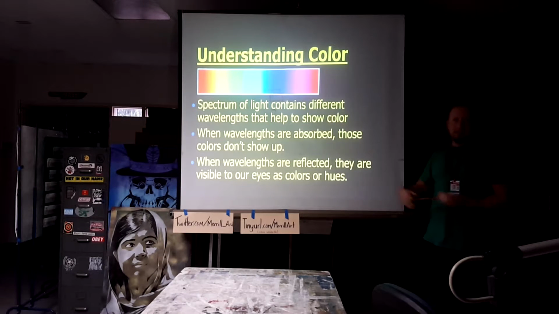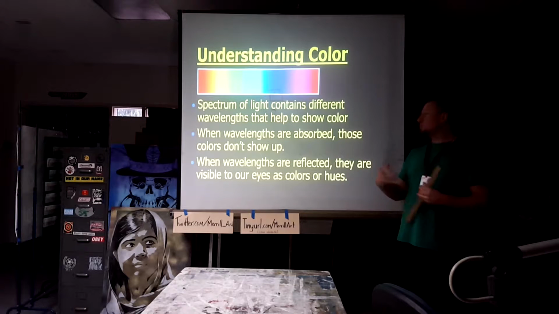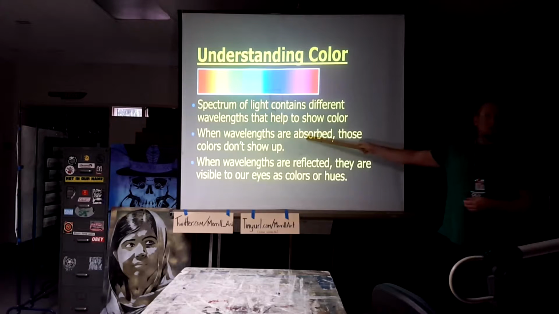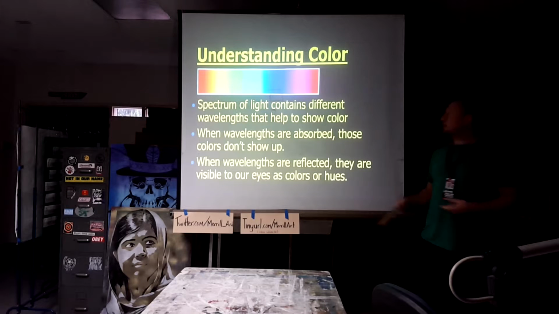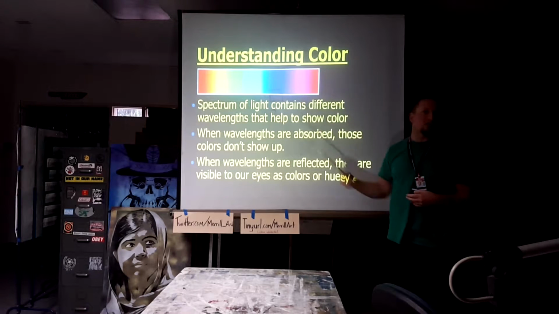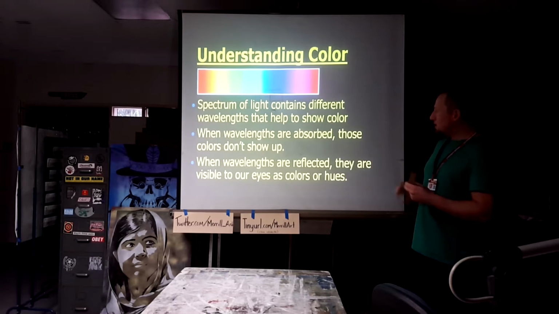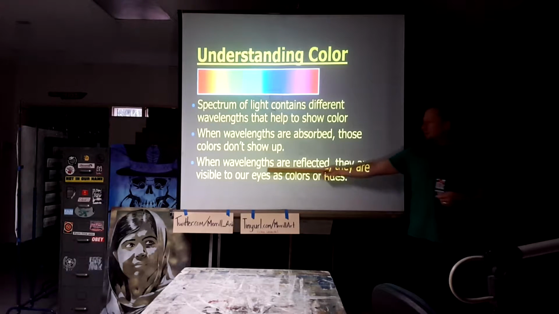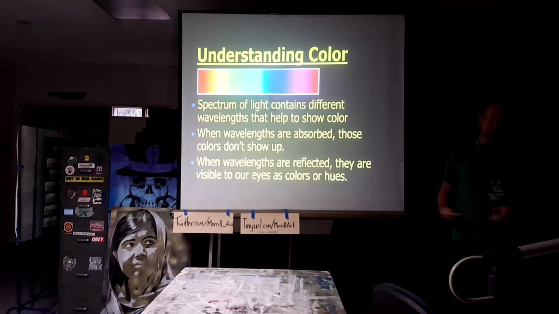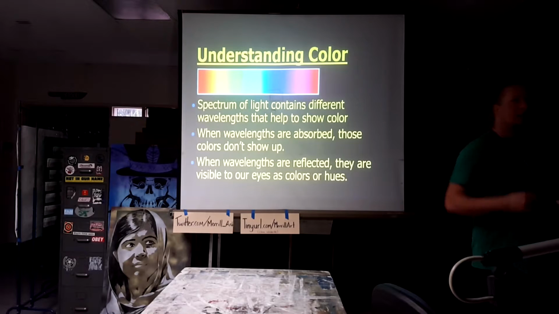So these little wavelengths, these little things of energy that are invisible to our eye, when they're absorbed, we don't see them, okay? So when you have a white light shining on something, all of these colors are possible. They're potential, all right? But the one color that we see is when that particular wavelength of light or energy is reflected back to our eye. So it bounces off the object.